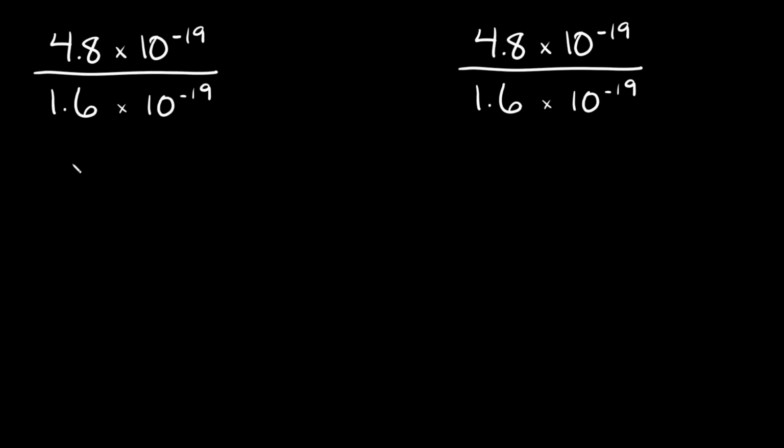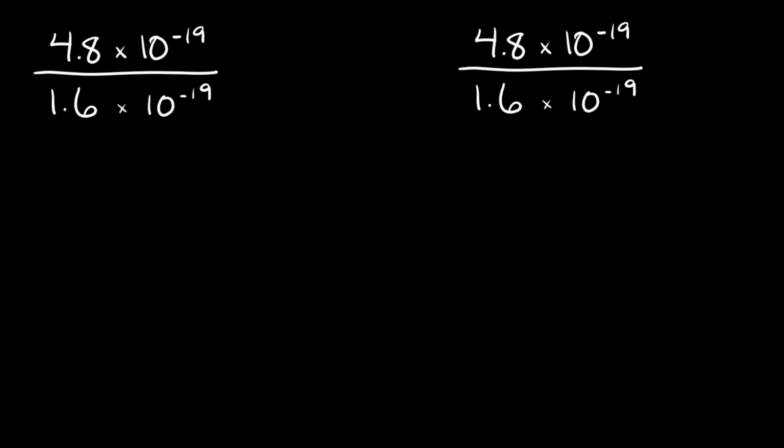So this problem was by request, so I'm going to teach you how to solve it in two different ways. All right, so here you can see it says 4.8 times 10 to the negative 19th divided by 1.6 times 10 to the negative 19th. Okay, so how would you begin solving this?